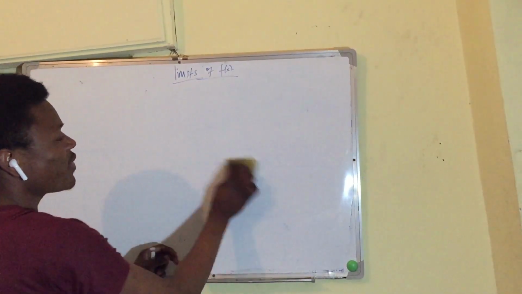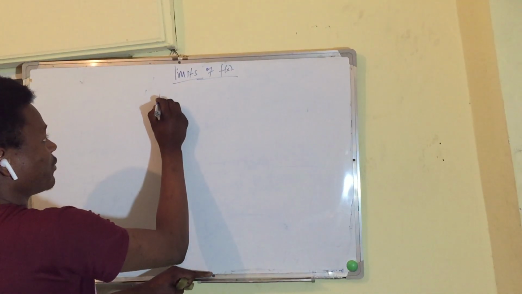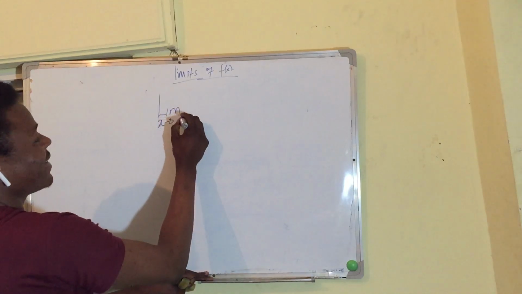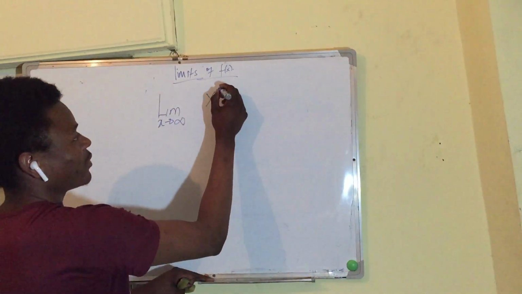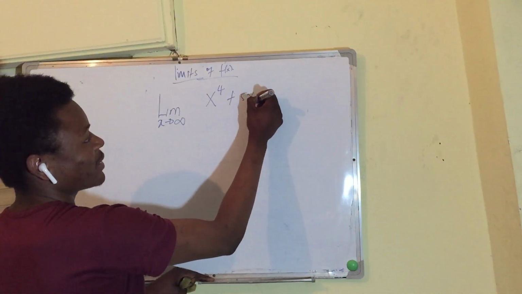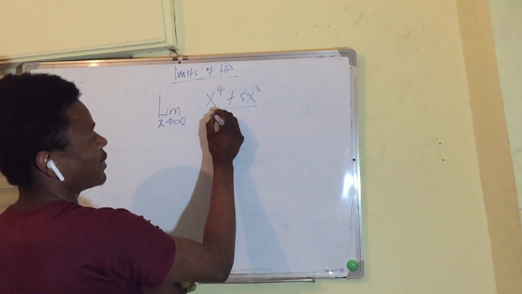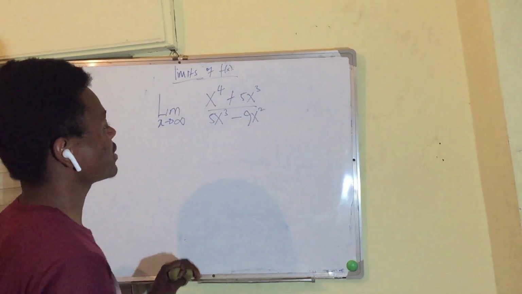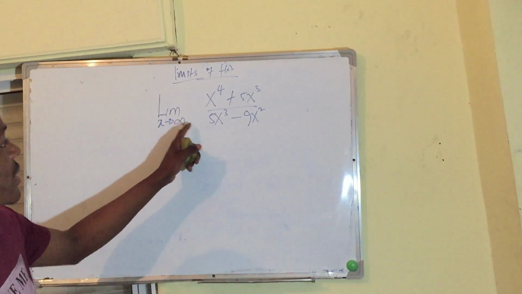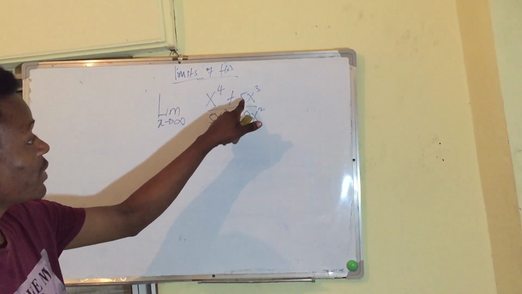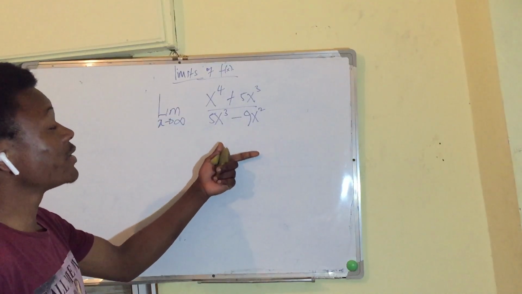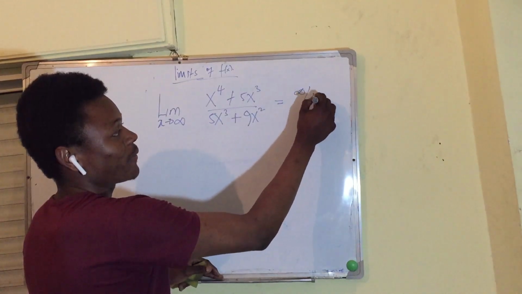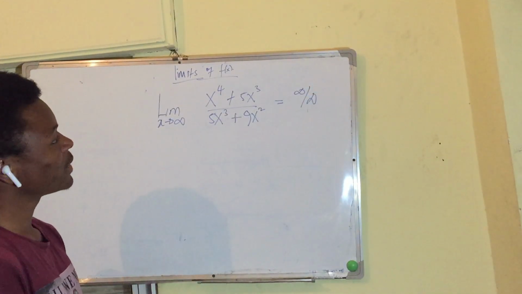For example, what about when the limit approaches infinity? The limit as x approaches infinity of x to the power of 4 plus 5x to the power of 3, divided by 5x to the power of 3 minus 9x squared, for example. What is the limit of this function when it is approaching infinity? In this case, applying the limit, x to the power of 4 is infinity plus infinity, over infinity. So this function is infinity over infinity, an indeterminate form.